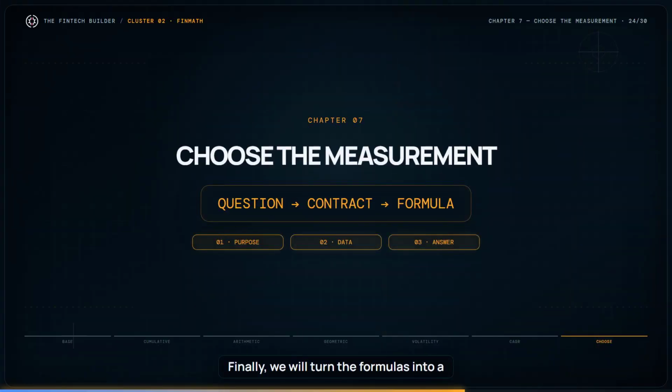Finally, we will turn the formulas into a decision guide, check the data boundaries, navigate the Fintech Builder lessons, and run the verified implementation.